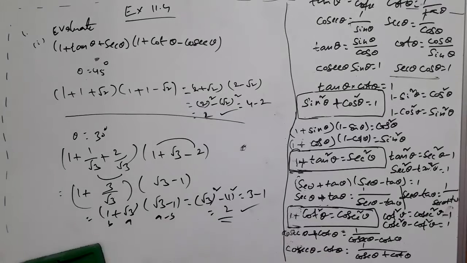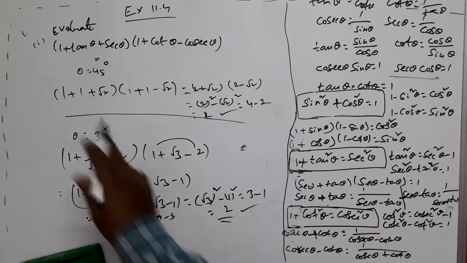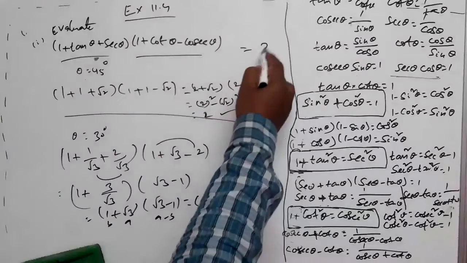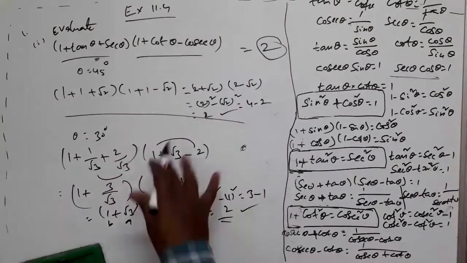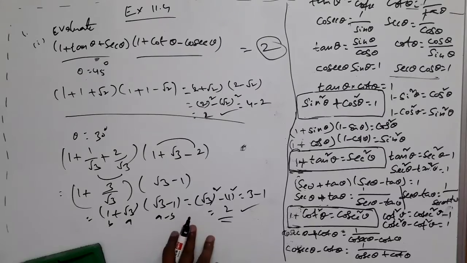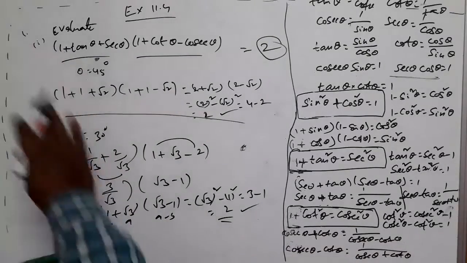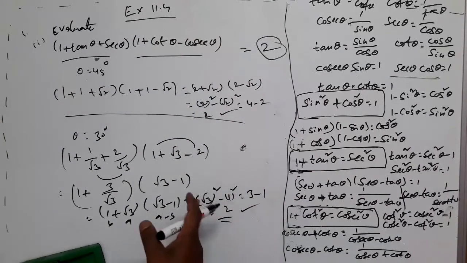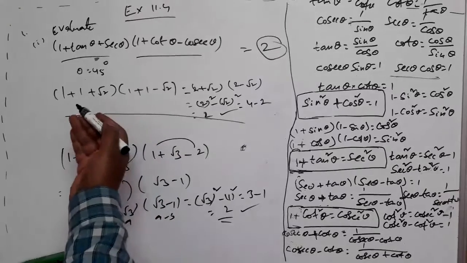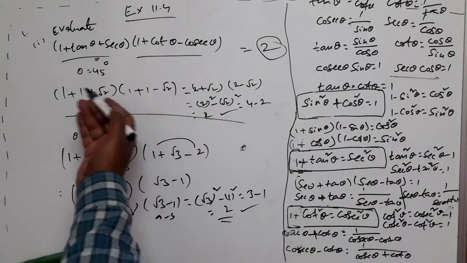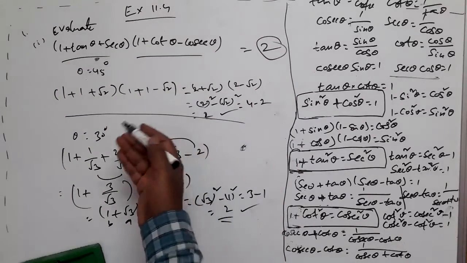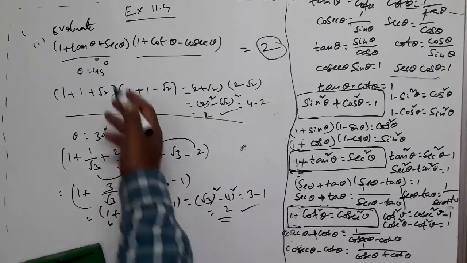What have you observed? For any value of theta for which all these terms are defined, the product of these two will always give you 2. That's what is observed, right? Then that is the meaning of evaluate, that is, find the value of this. This is 2. But you are not supposed to give it like this. This is a particular case. Theta is 45 degrees, of course, this is giving you 2. Yes, you are saying that, and that is true. For theta is 30 degrees, this expression is giving 2.